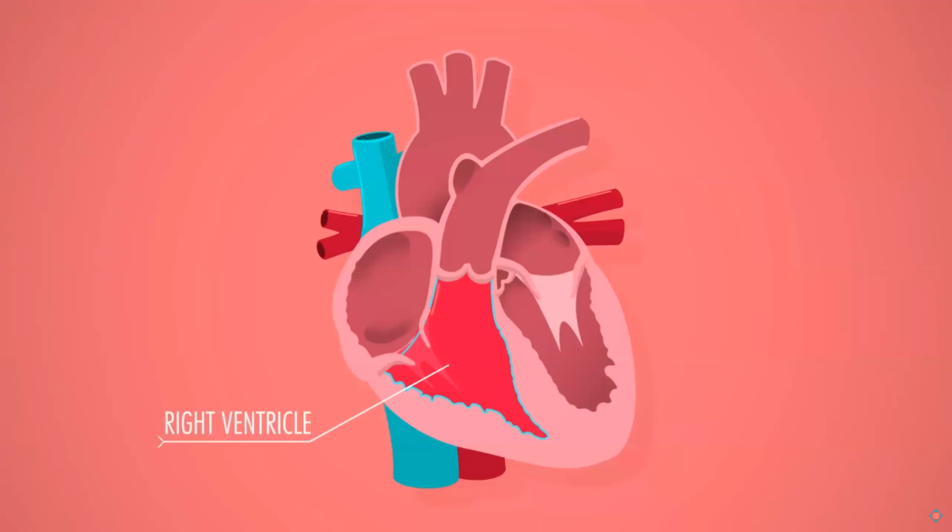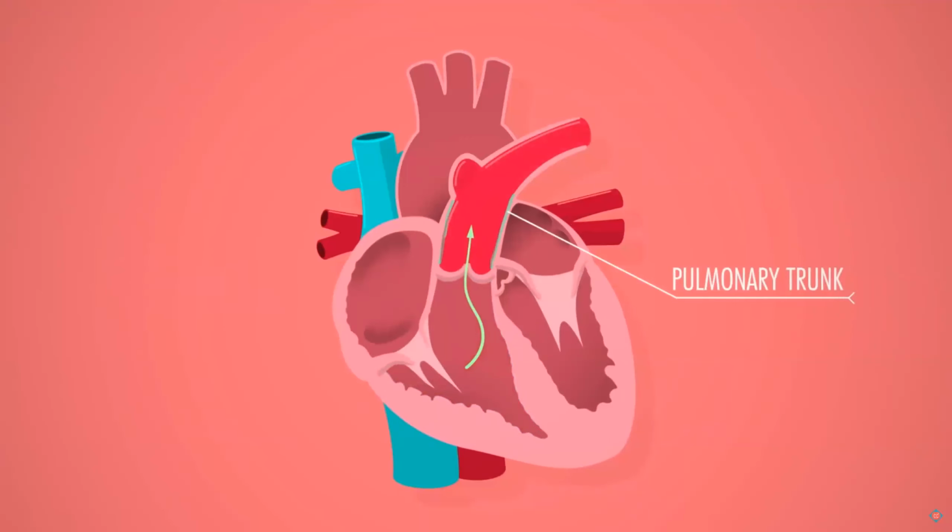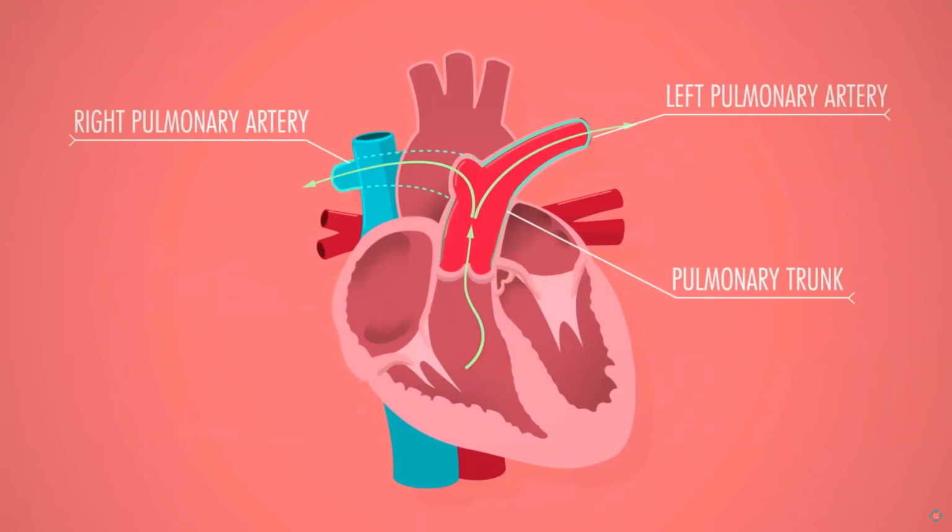So let's look at how all this comes together, starting with a big burst of blood flowing out of your heart. The right ventricle pumps blood through the pulmonary semilunar valve into the pulmonary trunk, which is just a big vessel that splits to form the left and right pulmonary arteries.